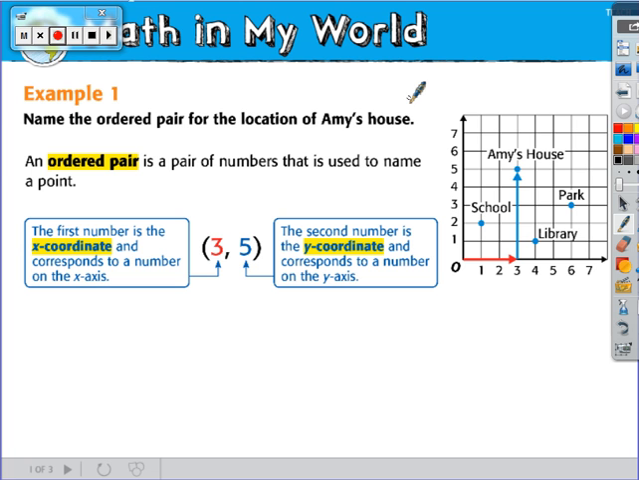Get ready to start our examples. Maybe get a little bit of time to do some homework.